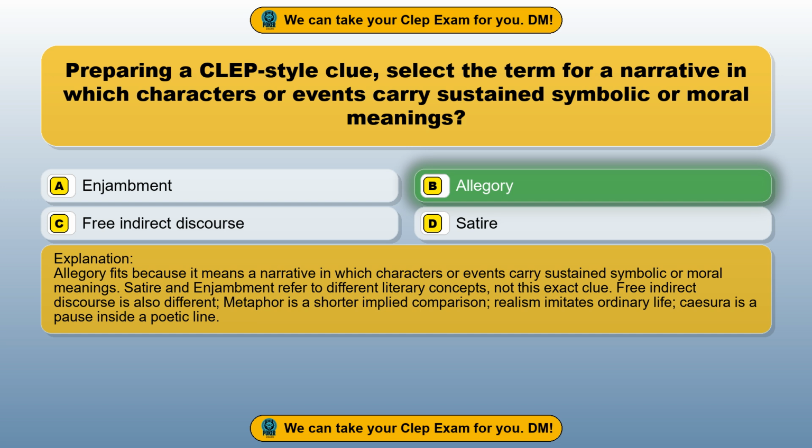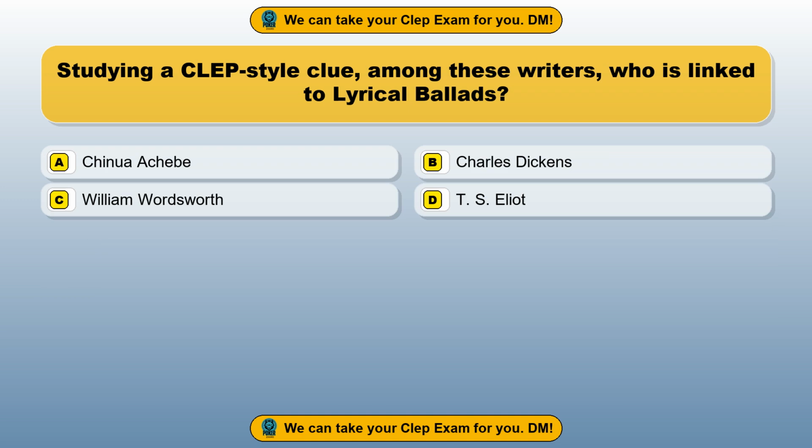Question 9. Studying a CLEP-style clue among these writers, who is linked to Lyrical Ballads?